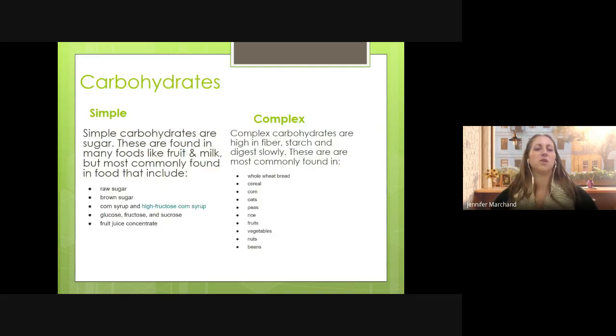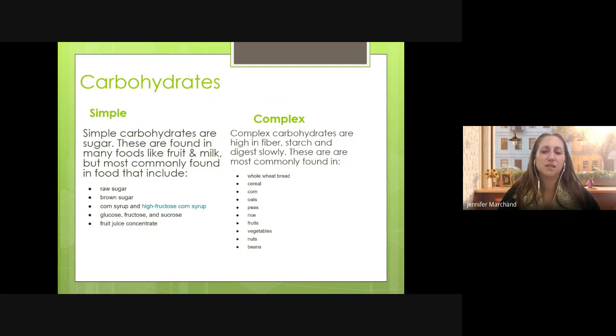All right, so simple carbohydrates are mostly sugar. They're found in many foods like fruit and milk, and most commonly in food that include any sort of raw sugar, brown sugar, corn syrup, or high fructose corn syrup, glucose, fructose, sucrose, and fruit juice concentrate.